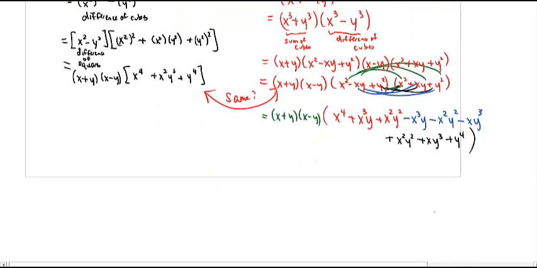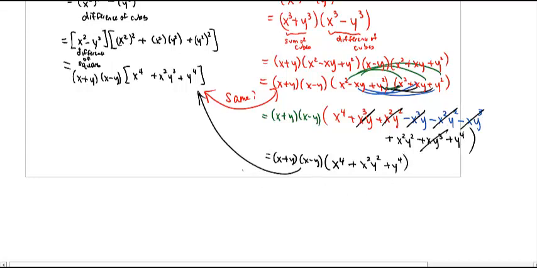And now if I were to simplify, once again I have x plus y, x minus y, but now look, I have x to the power of 4. And look, x cubed y minus x cubed y, bye-bye. Negative x squared y squared, bye-bye. Negative xy cubed, positive xy cubed, bye-bye. And so you're left with x squared y squared, and then y to the power of 4. Yes, it is the same.